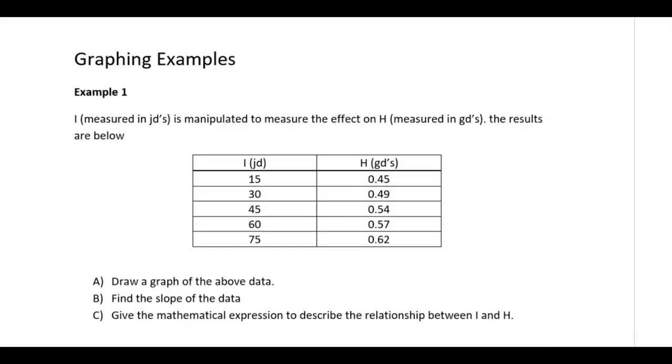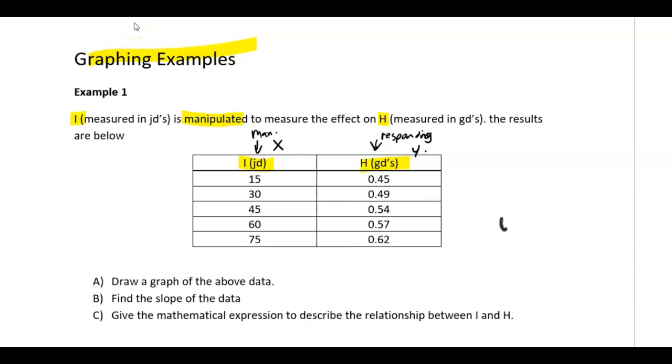All right, so let's take a look at a few graphing examples. In the first one we're told that I is manipulated to measure the effects on H. So I is our manipulated variable, and because it's the thing we're changing, we're going to put that on the x-axis. H is the responding variable, so we're going to put this on the y-axis. The data is given here. We're asked to draw the graph, find the slope, and give a mathematical expression.